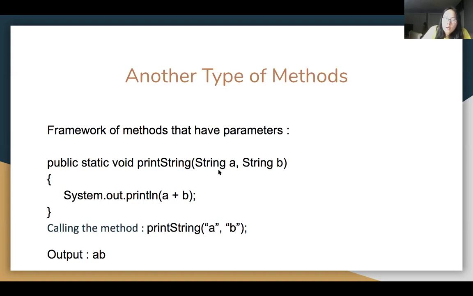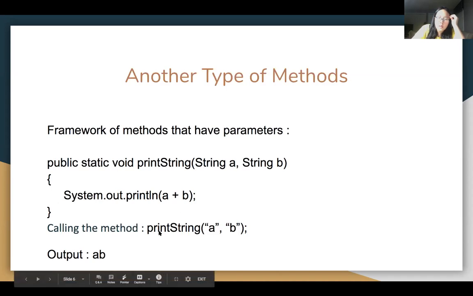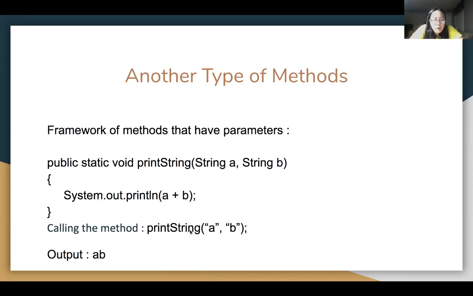You can see here that I have a string A and a string B. And notice that you have to have data types here. You can't just put an A and a B. So string A, separated by a comma, string B. And then inside here, you have a System.out.println A plus B. So calling the method in this case, you would do something like print string, in parentheses, a string and a string. This time, when you're calling the method, you have to put the parameters inside the parentheses. That's where basically all parameters go.